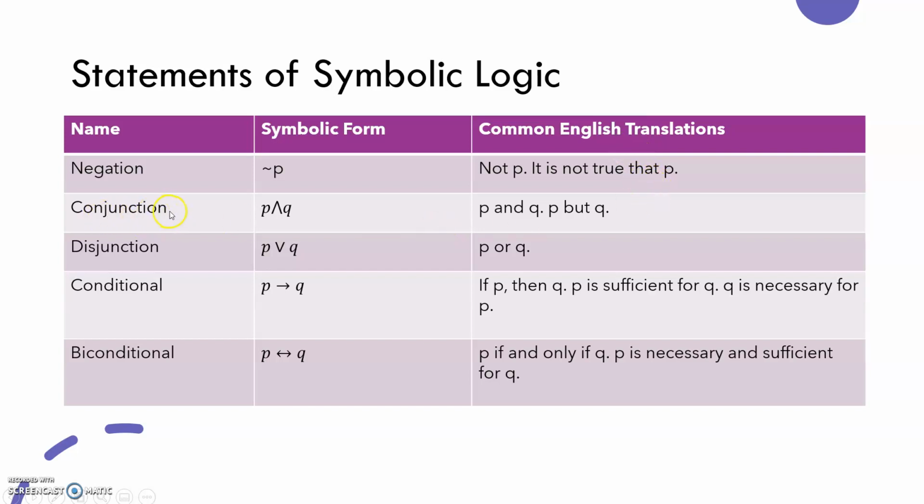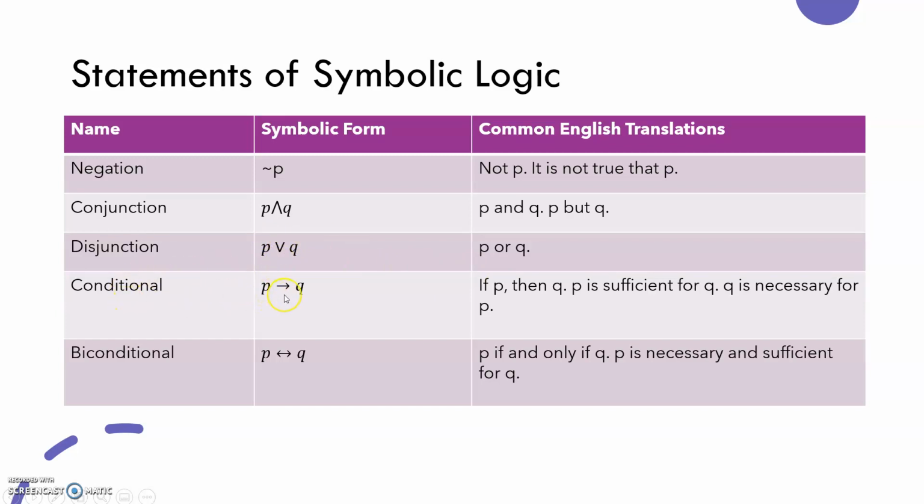Then we talked about the conjunction, which is when you connect two statements with the word and. We use this upside down V to represent that statement, and this is P and Q. You can also translate P but Q to mean the same thing as P and Q. Then we discussed the disjunction, which is P or Q in the English translation, and we use the V-looking symbol to represent the disjunction.